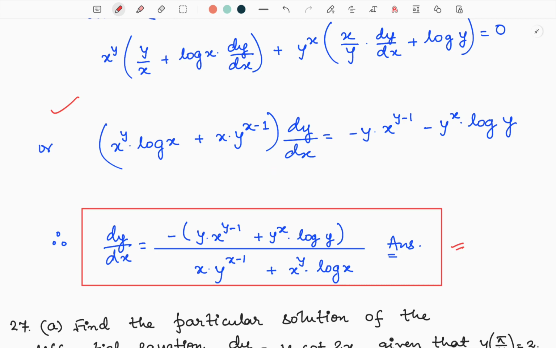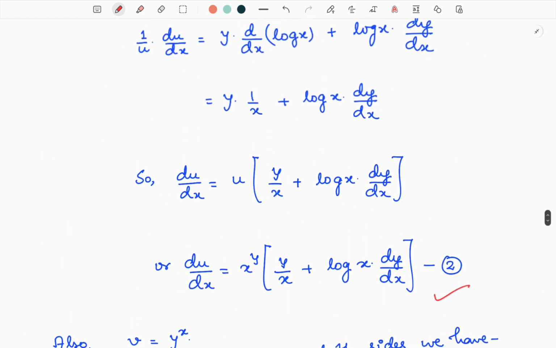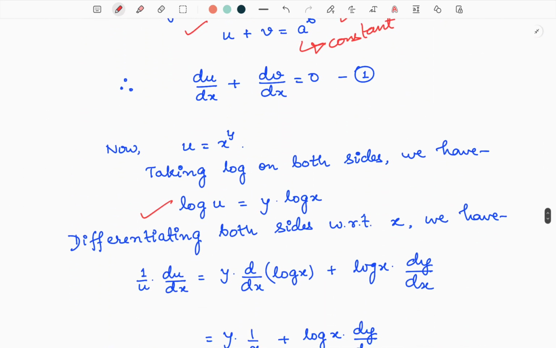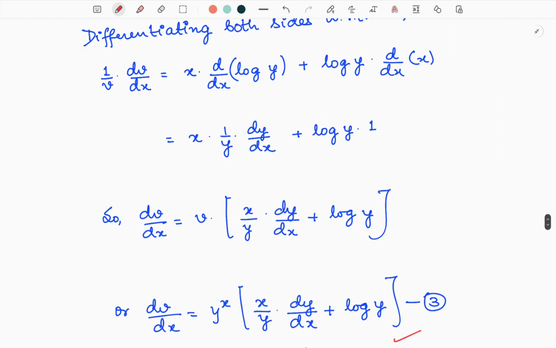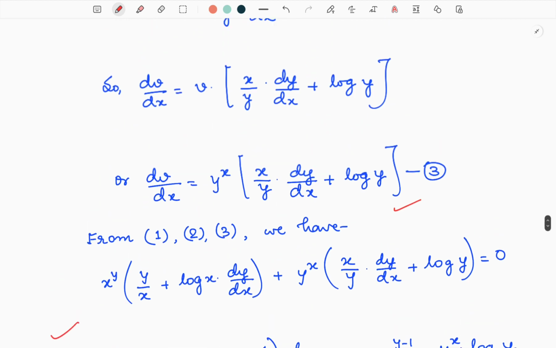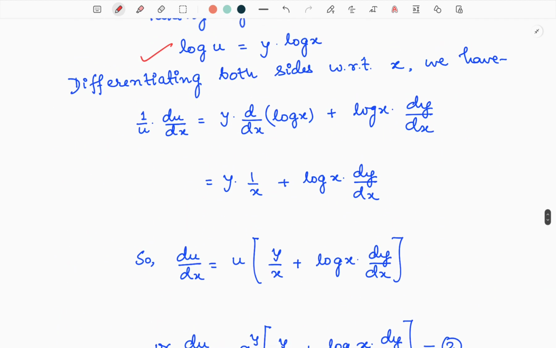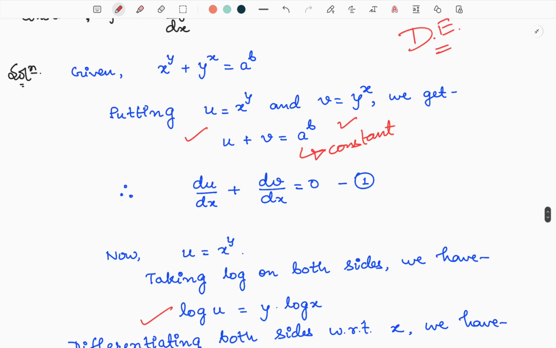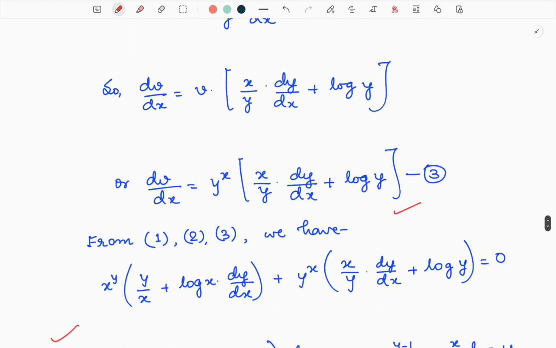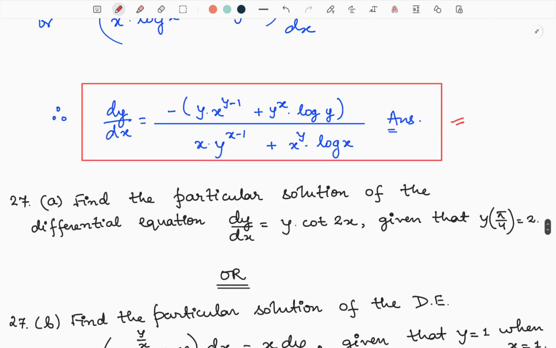Okay, so this is the final answer. You cannot simplify it further. This is the final answer, and if you do up to this step you will get full marks. For this much writing, this much calculation, you will get 3 marks. So you can see there is a long way to answer, but you are getting only 3 marks. That's why I said these might look like short answer type questions, but they are very lengthy. Keep in mind that there is stepwise marking, so if your steps are wrong, the marks will be deducted.